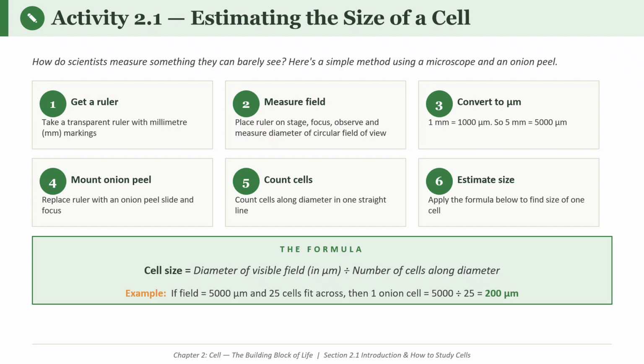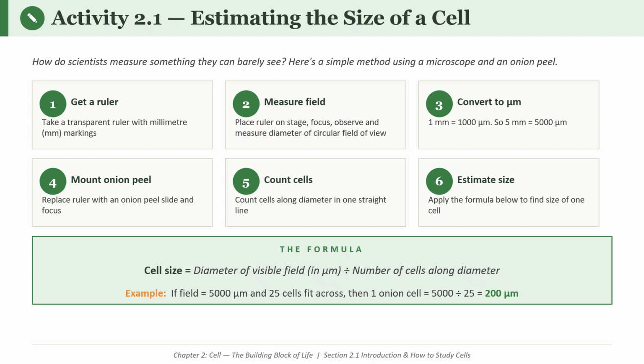You get a ruler. Some of you say scale, right? Take a transparent ruler with millimeter markings and place it on the microscope stage. This helps to measure the size of the visible area. Then what should you do? You have to measure the field of view. Focus the microscope on the ruler first, then observe the diameter of the circular field, which is what you see through the eyepiece.